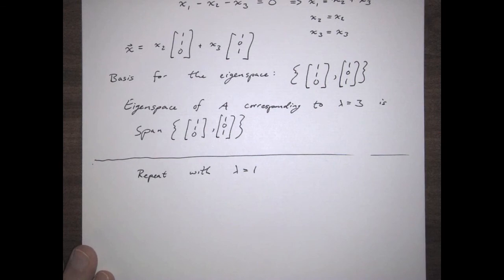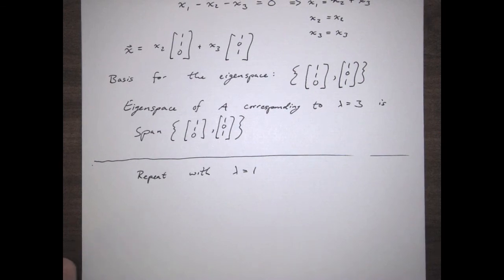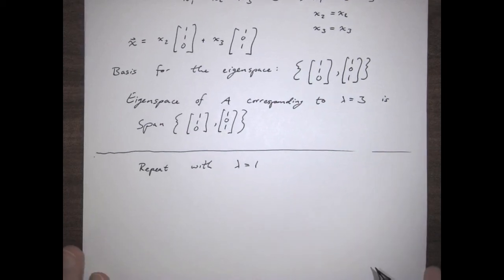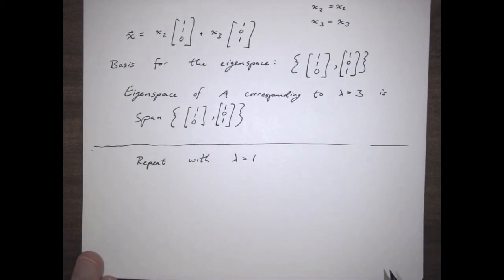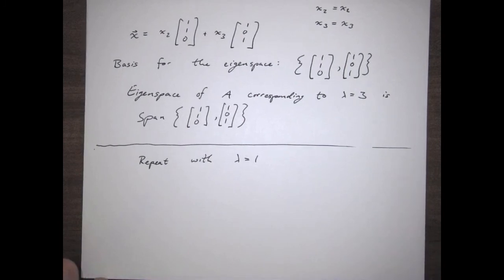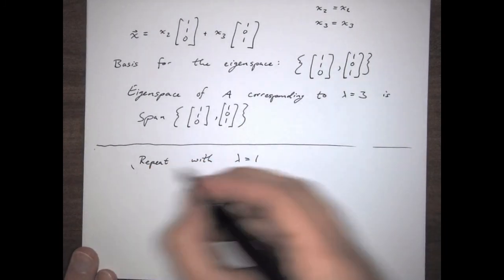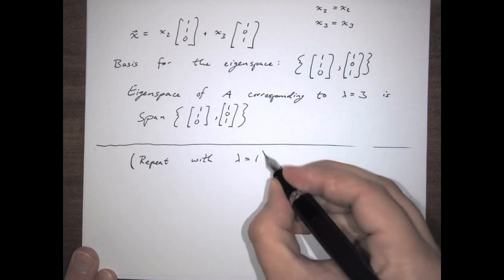We'll find out in the next section how to find general eigenvalues. But for now, the only ones that we can actually find by any systematic means are for diagonal matrices. Otherwise, you'll have to be given the eigenvalues in this section. Next section, though, we'll pull ourselves up by the bootstraps and figure out how to find the eigenvalues for ourselves. So repeat now for lambda equals 1.